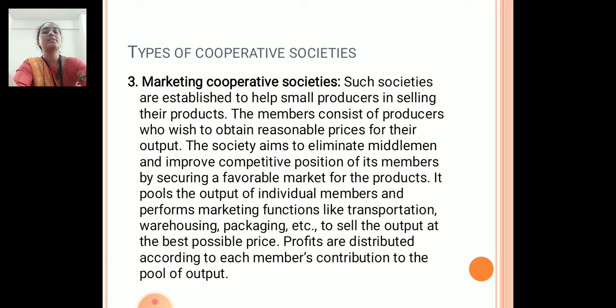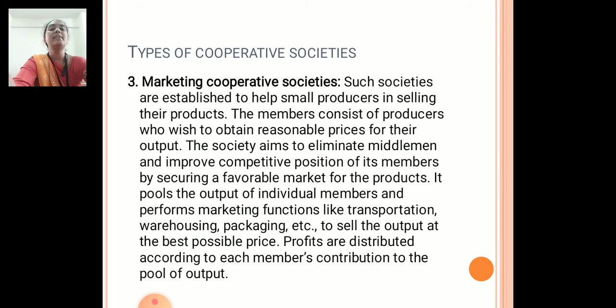Societies like marketing cooperative societies are established to help small producers in selling their products. The members consist of producers who wish to obtain reasonable prices for their output. The society aims to eliminate middlemen. Again, the aim is to eliminate the middlemen. So the small producers are helped in selling their products. That is the first main aim.